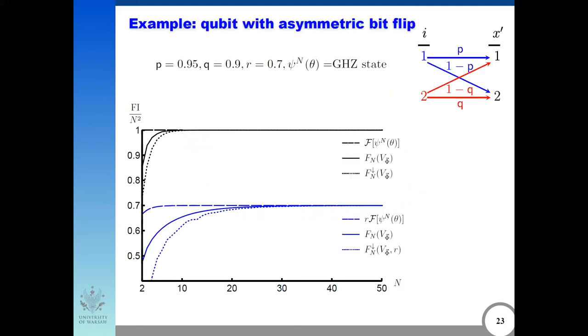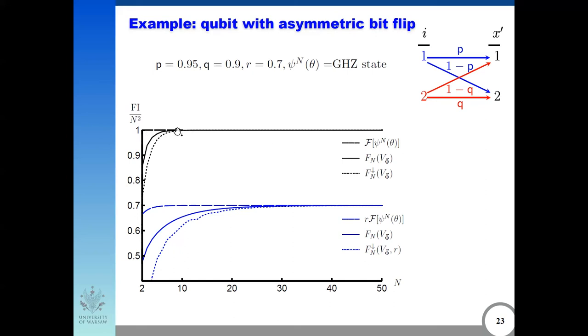So just a demonstration. Again, we consider the simplest kind of noise, which is the asymmetric bit flip noise that we had earlier. In this part, I just take some values P, Q, whatever, it doesn't matter. Then I have two classes of graph. One is for the Werner states version. The other one is for the theorem one version, which is just the pure state version. In particular, I choose the GHZ states because I know this is the one that gives me N squared. So I plot the Fisher divided by N squared.